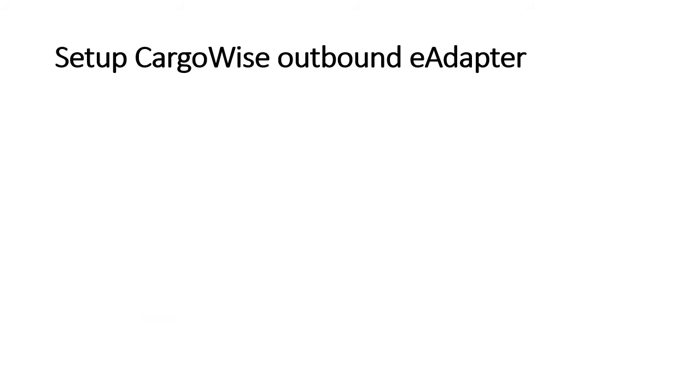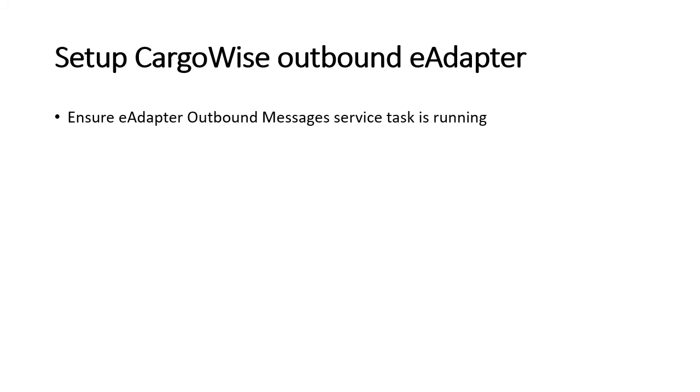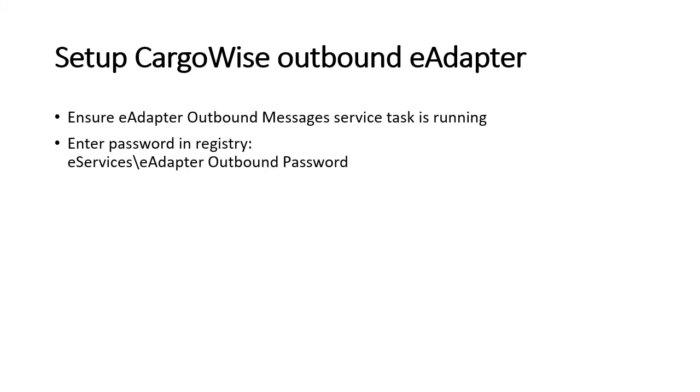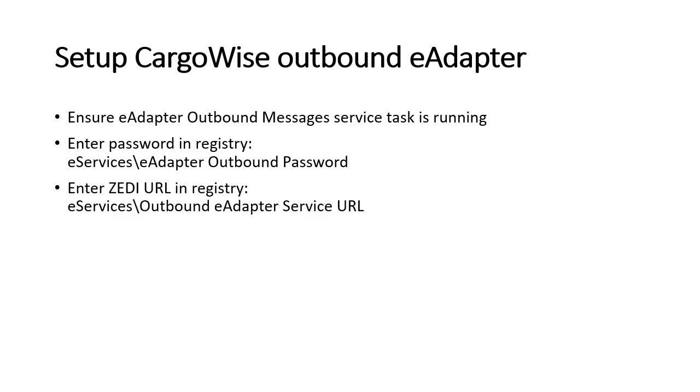In CargoWise, the eAdaptor outbound messages service task needs to be enabled and running. The password needs to be entered into the CargoWise registry under eServices eAdaptor outbound password. The URL also needs to be entered into the CargoWise registry under eServices outbound eAdapter service URL.